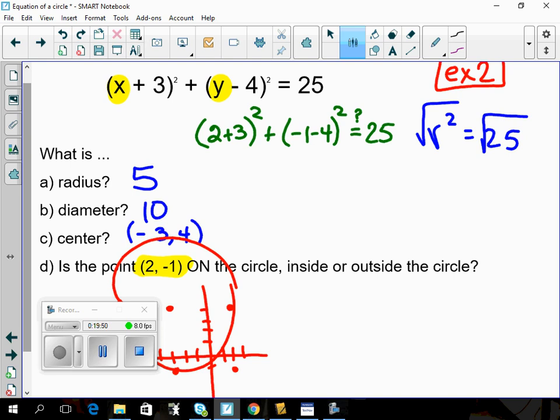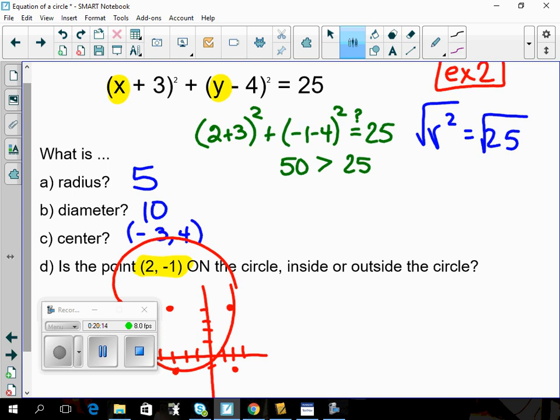Are we okay with making sure you plug one in as a negative and one in as a subtraction? Make sure you're careful with that, right? We learned that in algebra last year. I want you to make sure you know how to plug this in and get 50. So I get 50. Does it equal 25? No. It's bigger than 25, isn't it? That means it's outside the circle.